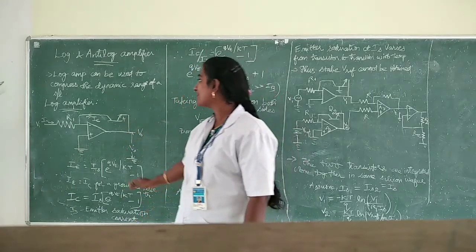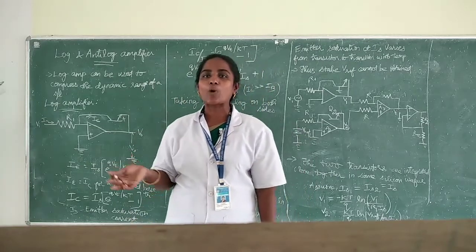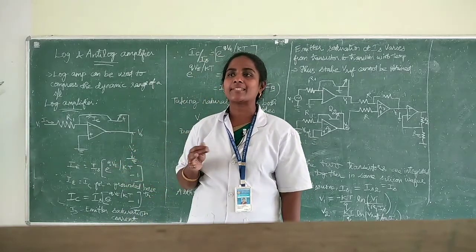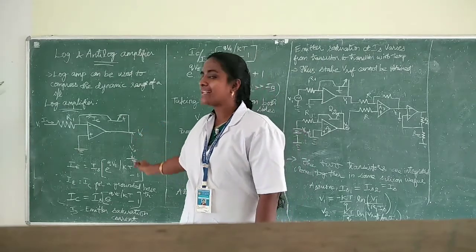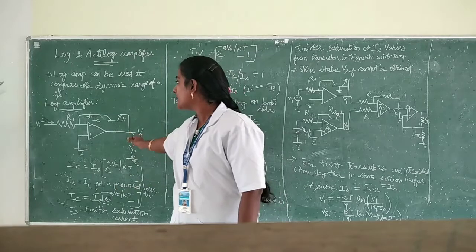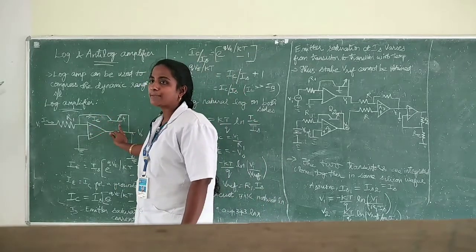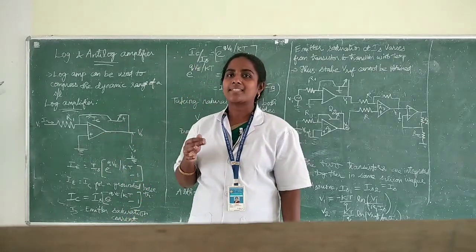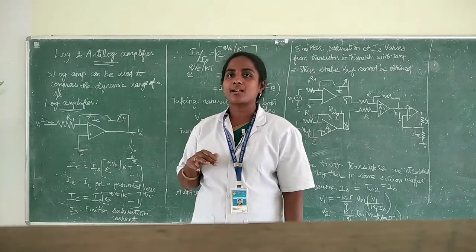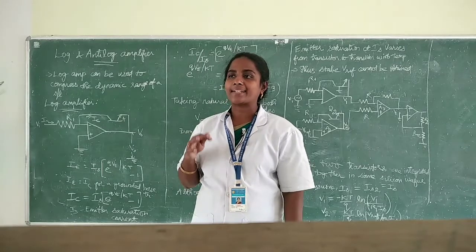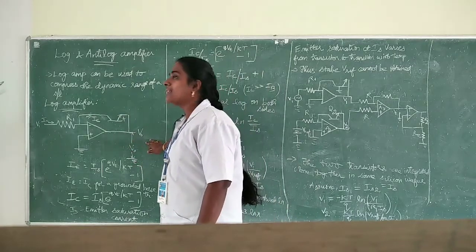Here we have a basic transistor. In log amplifier, a grounded base transistor is placed in the feedback path. Collector is virtual grounded, and base is also grounded. This transistor voltage current relationship makes it behave as a diode.